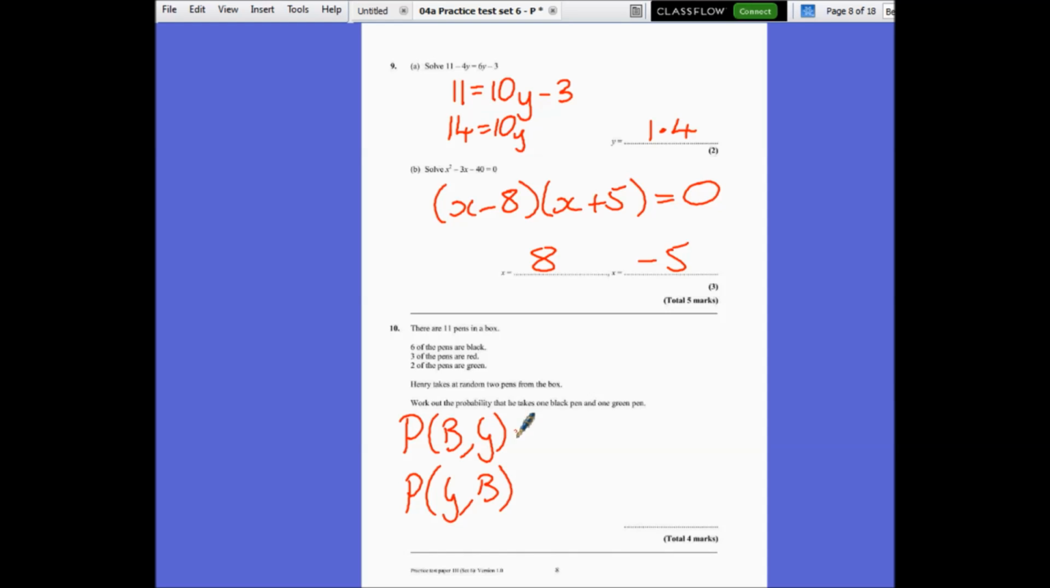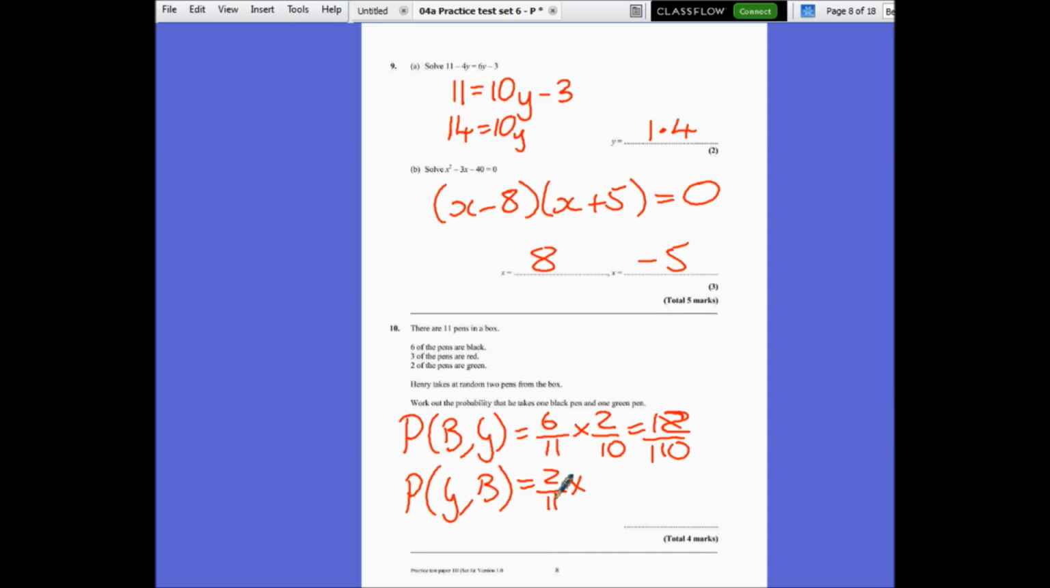To get the black first, that will be 6 out of 11, so there's 6 black pens out of the 11 pens altogether. And then to get the green pen second, that would be 2 out of 10, because there are 2 green pens and there'd only be 10 left in the box. So that would be 12 out of 110. To get a green first, that would be 2 out of 11.